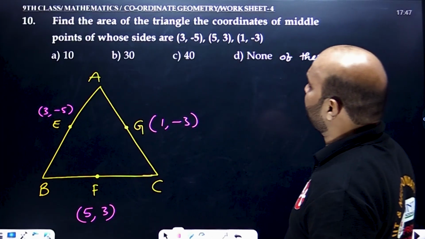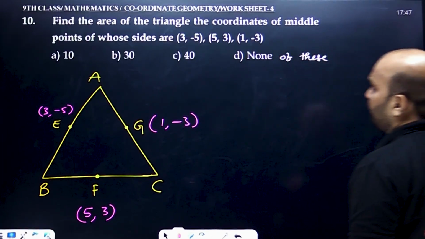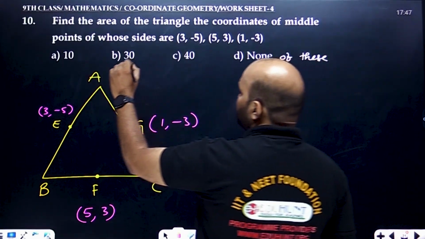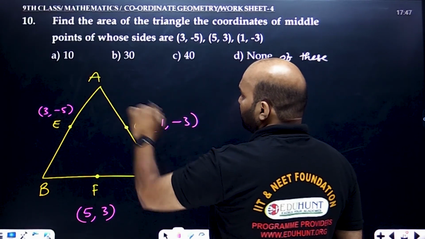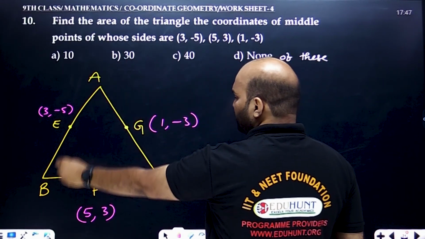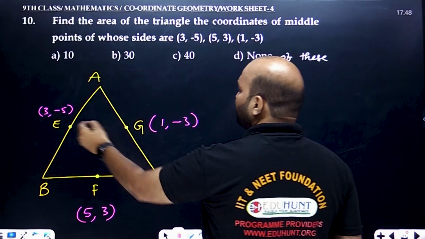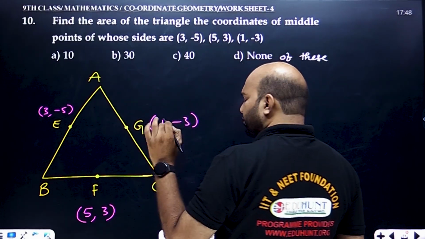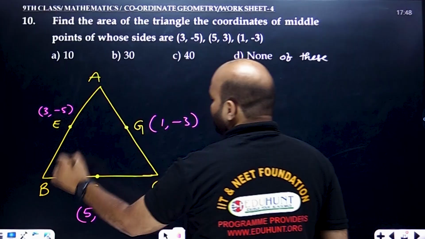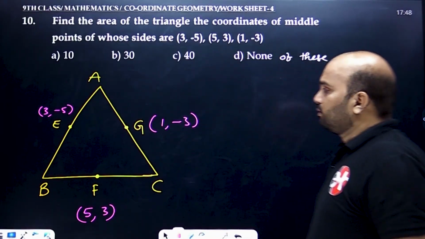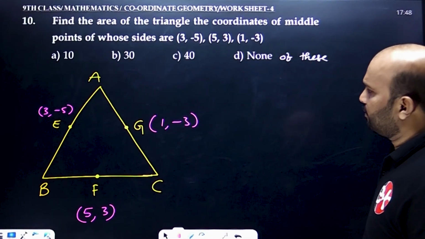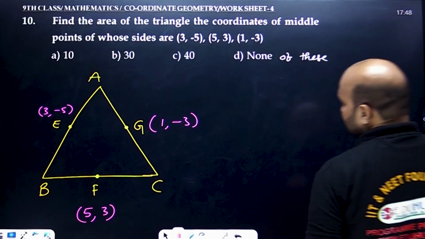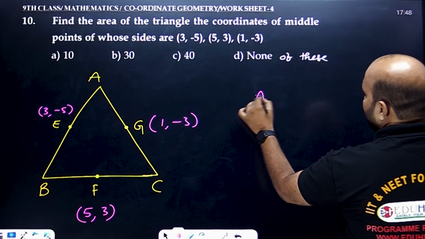But the question is asking the area of the triangle. Here the coordinates of A, B, C are not given. Only the midpoint values are given. First we need to find the A, B and C coordinates. So what is the area of the triangle formula? Clearly we need to verify it.